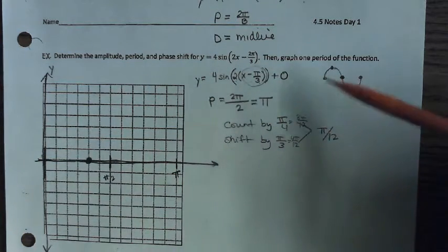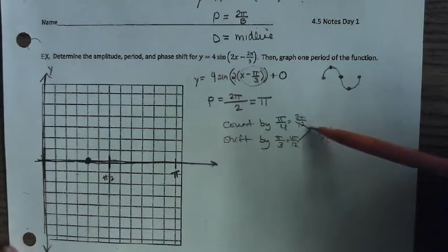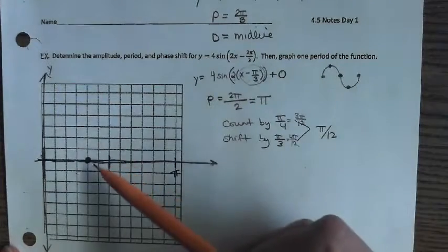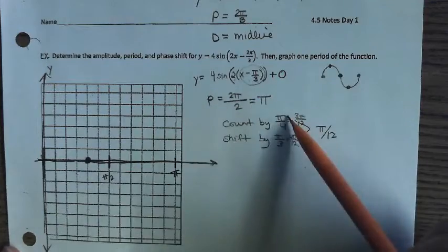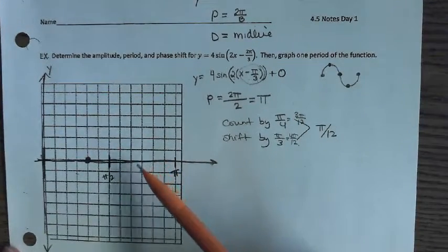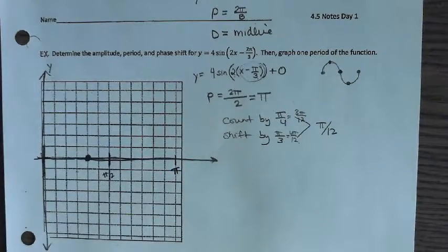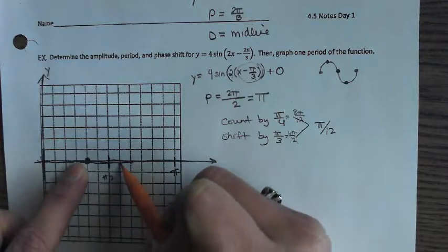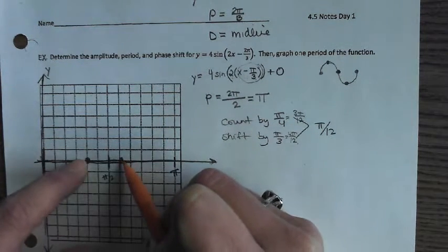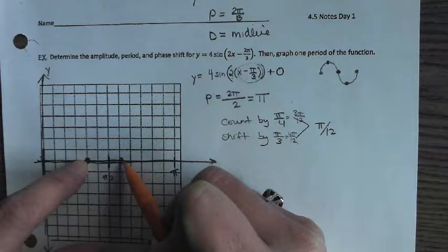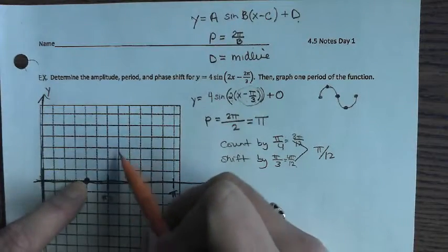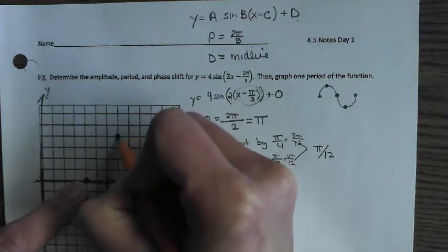Now, my critical intervals are going to be every pi over 4, meaning I'm going to reach my maximum within pi over 4 units. And then I'm going to come back down and hit my 0 within pi over 4 units, which is the same as 3 pi over 12. So if I go over 1, 2, 3 pi over 12, that's when I should reach my maximum. And what level is that at? What's my amplitude? 4. So 1, 2, 3, 4.